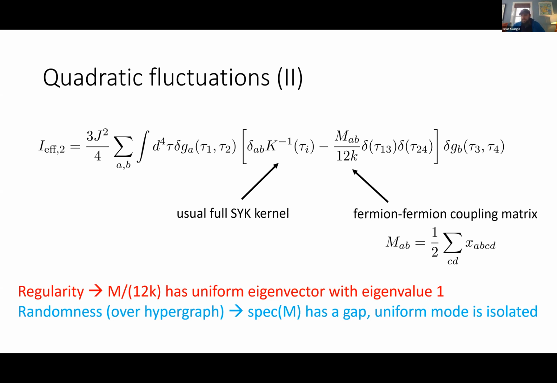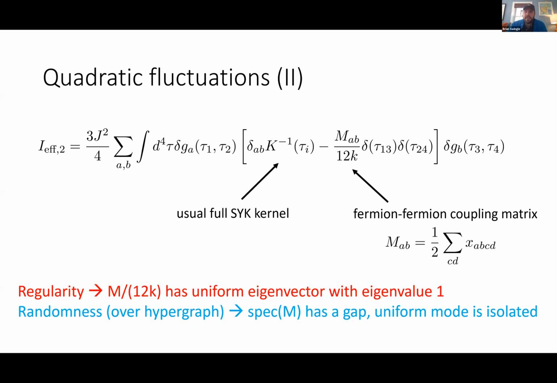And again, regularity plays an important role, because regularity ensures that M over 12K, this matrix here, has a uniform eigenvector with eigenvalue 1. So you can replace this M over 12K with just 1 if you assume that delta G is uniform. And as you may know from the theory of SYK, this K inverse minus 1 is exactly the quadratic fluctuations of the uniform mode in SYK. So the fluctuation that's uniform over the lattice exactly recovers the fluctuations of the fully connected model.